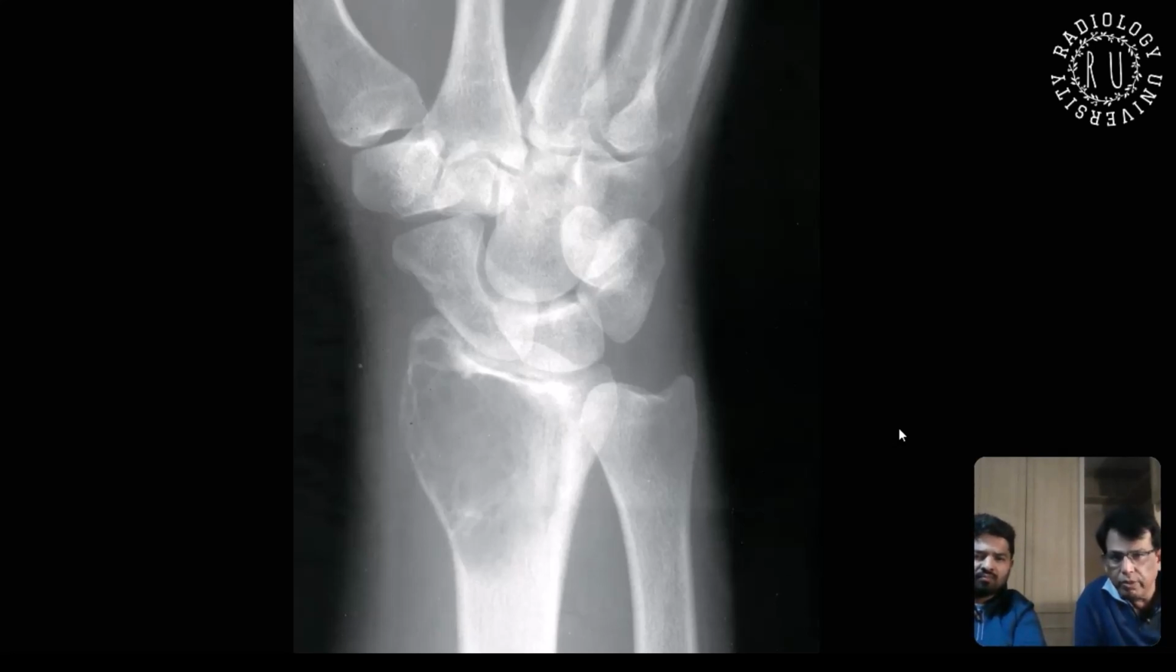There's some lucency within the lesion also. I could not see any breach in the articular margin on the radiograph. The proximal carpal row and the carpal bones look normal. There's a slight negative ulnar variance. I would also see the other view, the lateral view, to make sure this lesion is not breaching the frontal cortex of the radius.